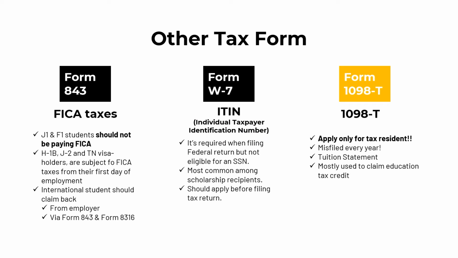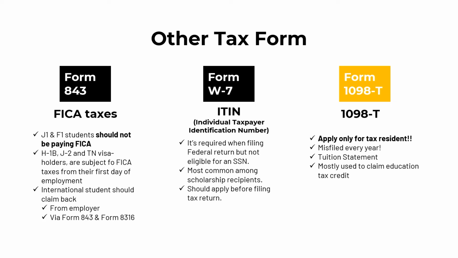There are also some other tax forms that you may encounter while you prepare your taxes. The first one is Form 843, which is for FICA taxes. But what are FICA taxes? If you're in the U.S. aged 65 or older and need assistance with medical bills, FICA taxes can assist you with that.